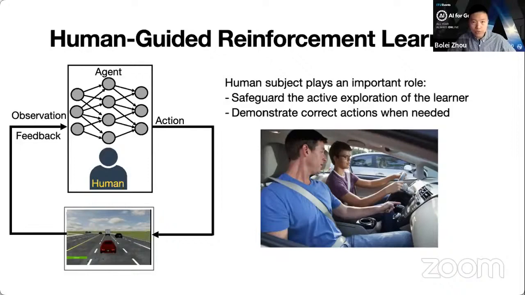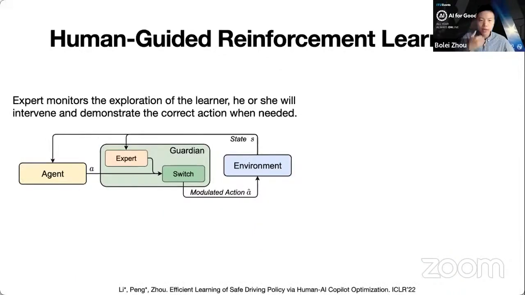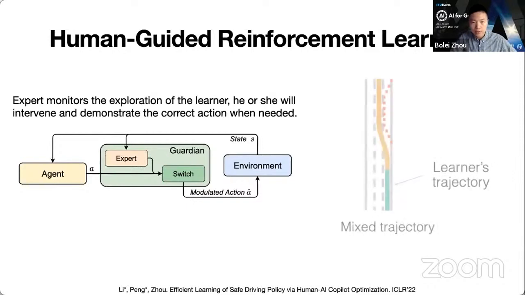So we developed a method called human AI copilot optimization. In this case, we have an expert in the learning process of the agent and the environment. It will take a look at the state and check whether it will lead to safe behaviors. Then if a risky situation is about to happen, it will take over and show the correct action.